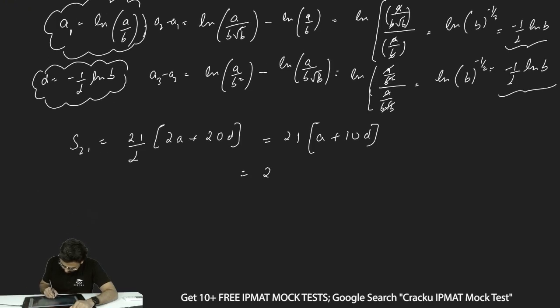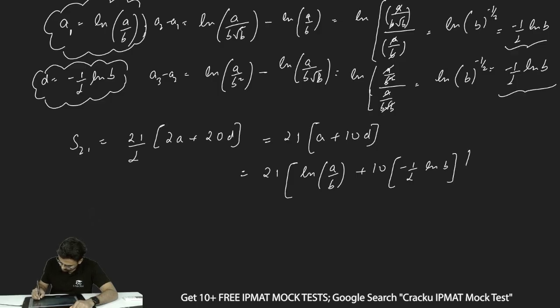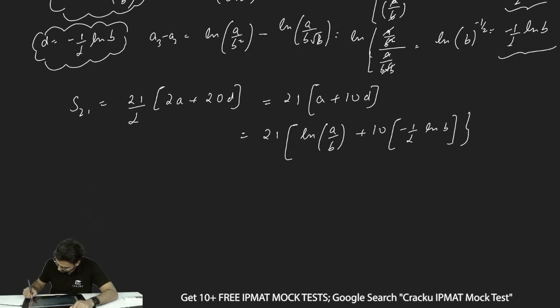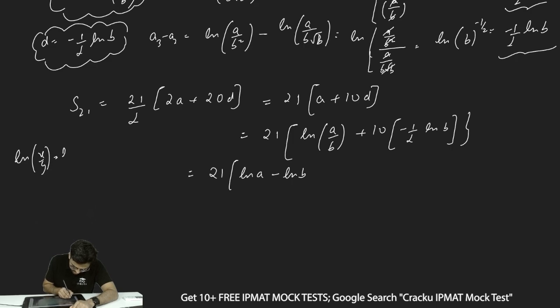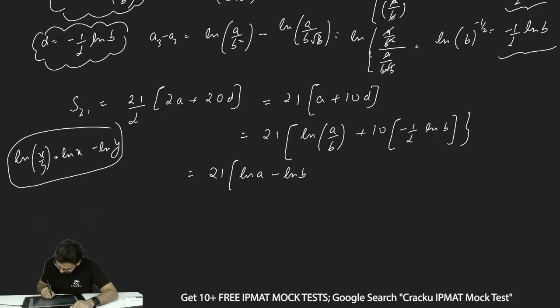So 21 into what is a? The first term is ln(a/b), plus 10 into what is d? d is minus 1/2 ln b. So this I can further write as 21 into (ln a minus ln b), since ln(x/y) can be written as ln x minus ln y, and vice versa. So ln a minus ln b plus 1/2 into 10, which is 5, and plus into minus is minus 5 ln b. So this will be equal to 21 ln a minus 6 ln b.